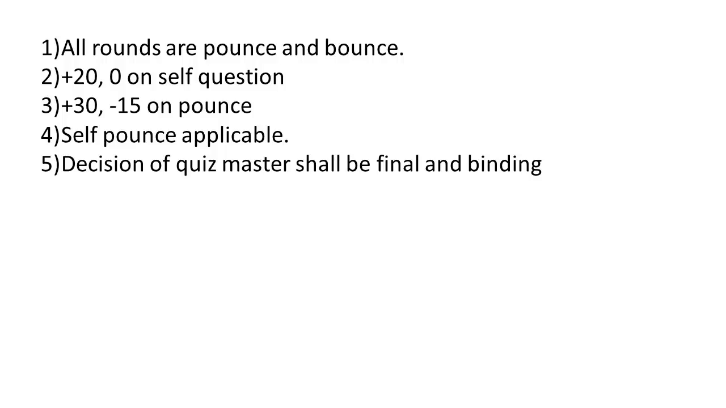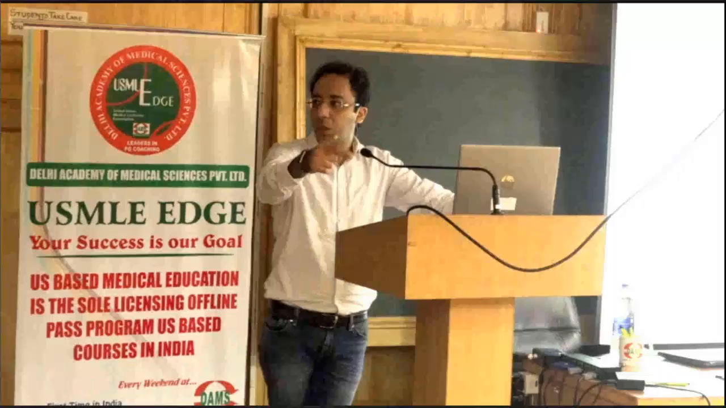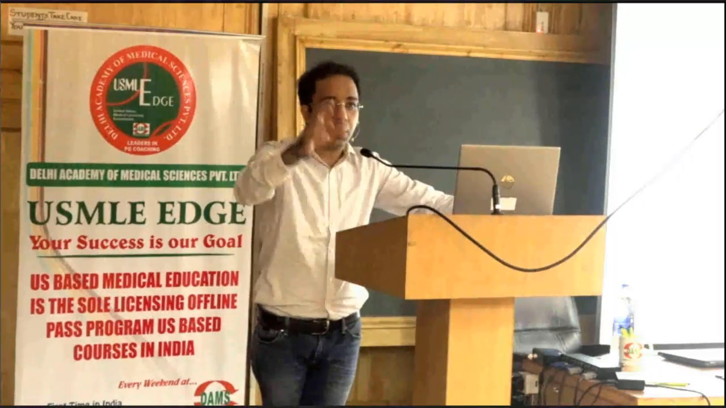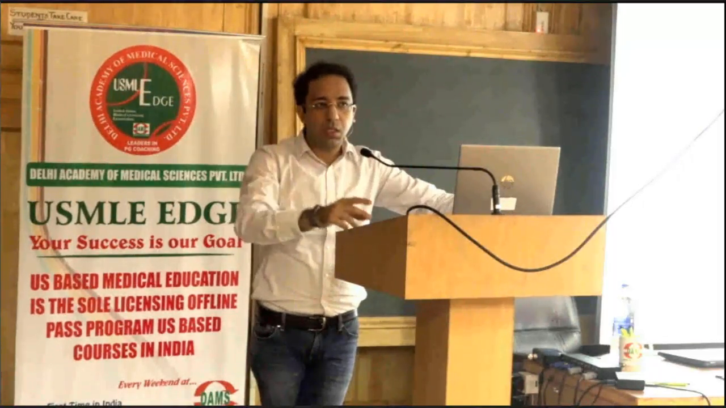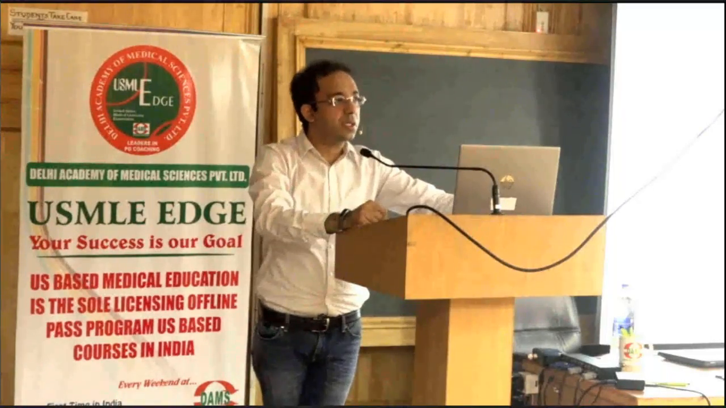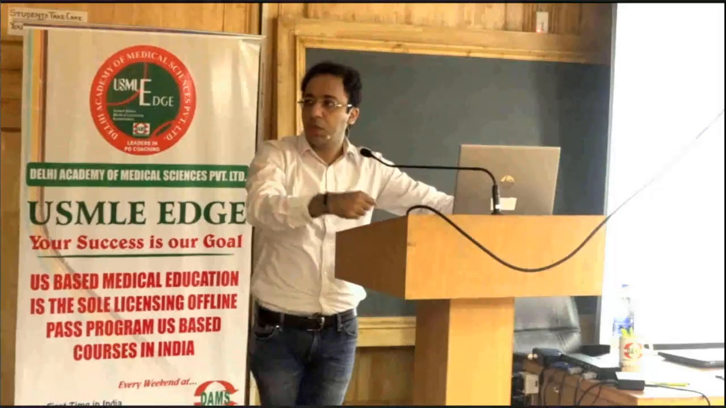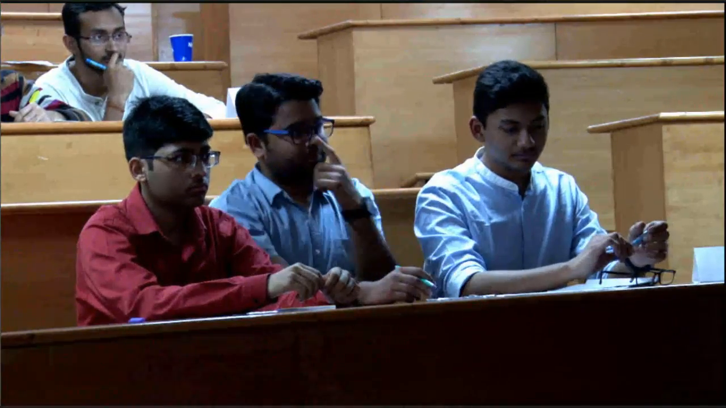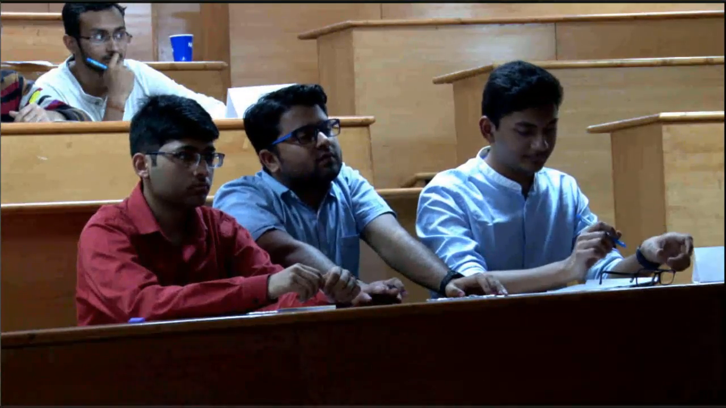But there is an option to pounce on the question. Pounce means that instead of answering directly, all teams, including the team where we have put the question to, can raise their hand. If there is more than one team who has pounced on it, they can write the answer, and we'll see the answer on the chat. At that time, the score will be plus 30, but the minus mark will be minus 15.